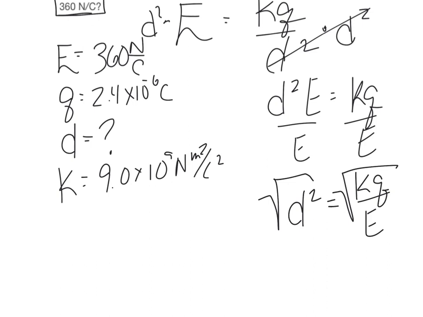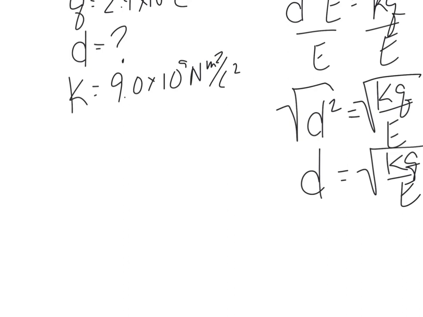So all of this stuff that I'm going to multiply and divide here, my final answer is achieved by taking the square root of that. So D equals the square root of KQ over E. So let's go through and plug all of those numbers in. So there is our equation.